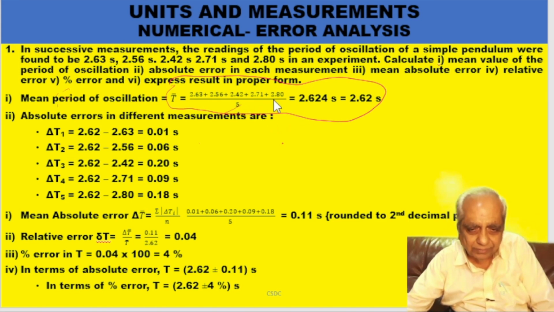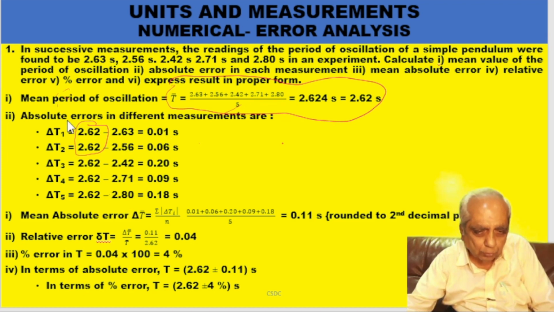As this is the true value, the next question is we have to find the absolute errors. Absolute error is true value minus the reading. So 2.62 seconds is my true value, which will come on the left side, and I am subtracting the various readings that I have got. I am not putting the sign because it is absolute error, so the signs I am always taking positive. These are the 5 readings I have got.